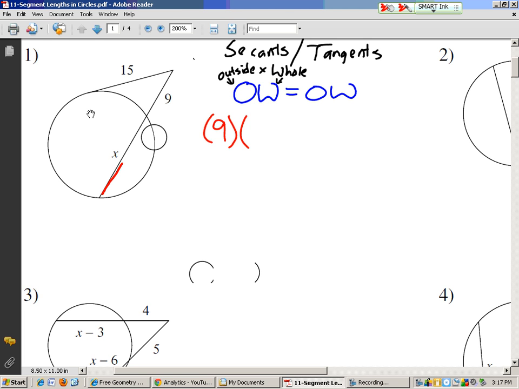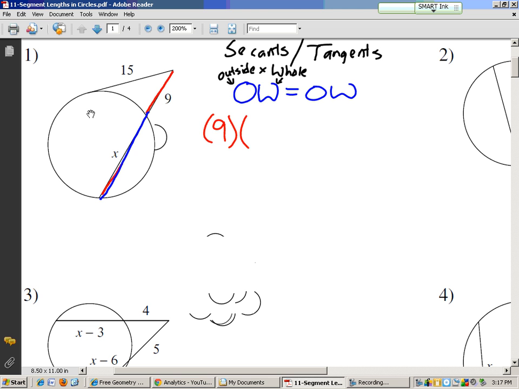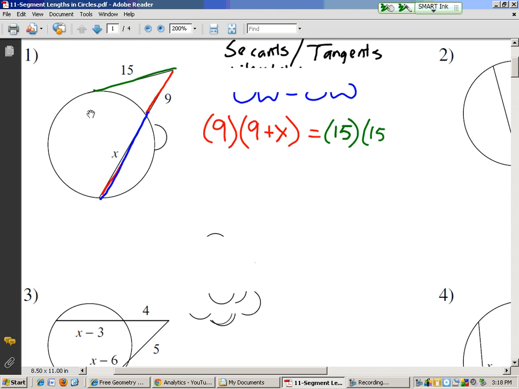All right, so the whole portion of this is going to be the 9 plus x. So the outside times whole is going to be 9 plus x. So there we go. Perfect. So 9 plus x. Now, the outside of the tangent, this is going to be your tangent in green because it only hits once, is equal to 15. And the whole is also equal to 15.